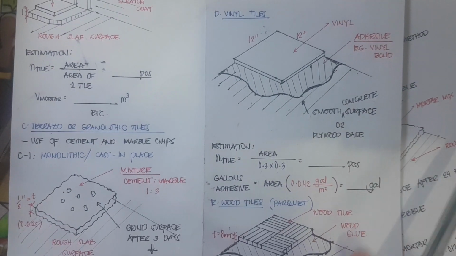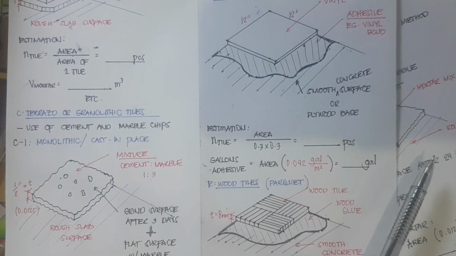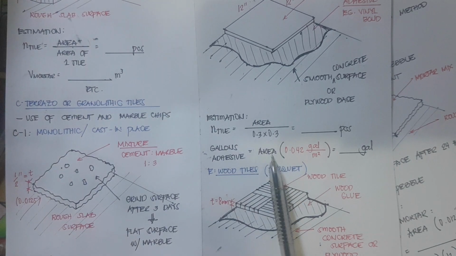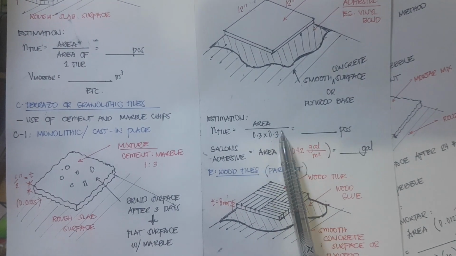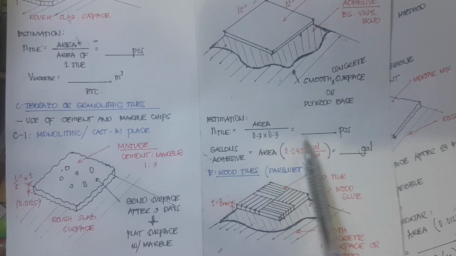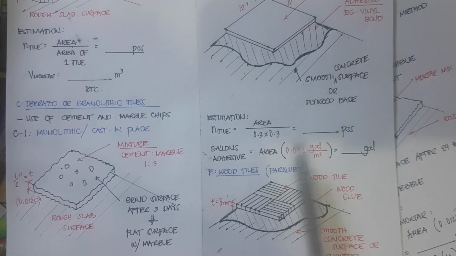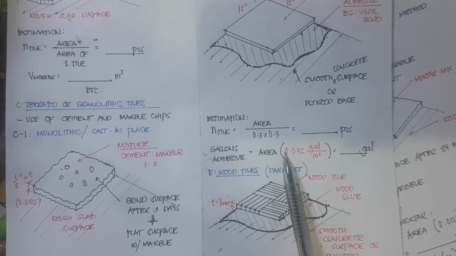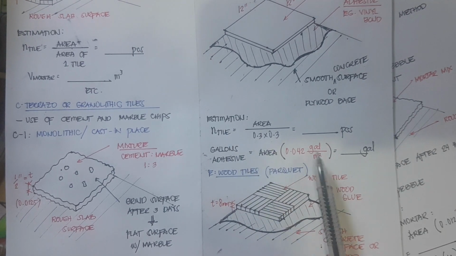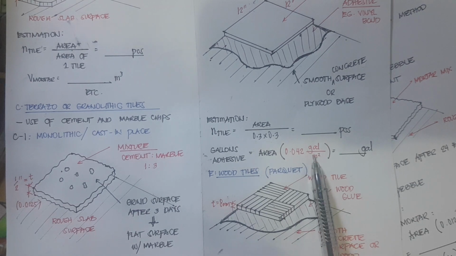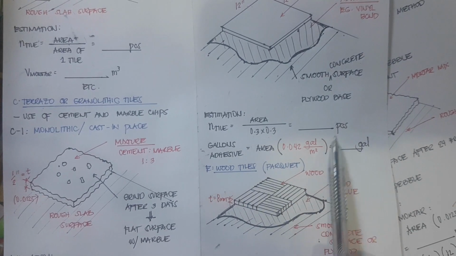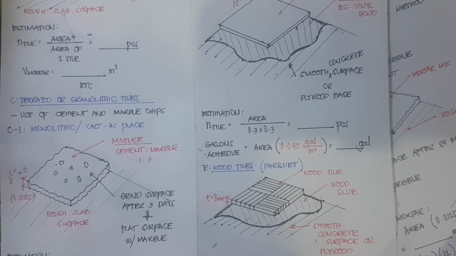Okay? Now for the estimation, same procedure for the number of tiles: surface area divided by the area of the tiles. Then you will get your pieces. Now for the gallons of adhesive, you have your surface area times the factor of 0.042 gallons per square meter. Then you can now have your gallons for the adhesive.